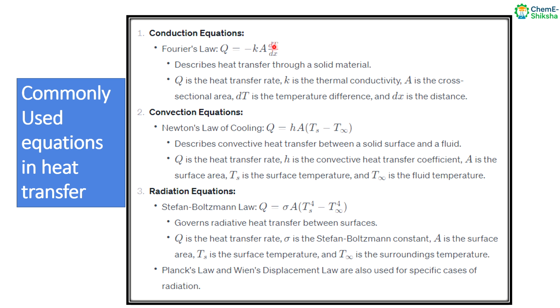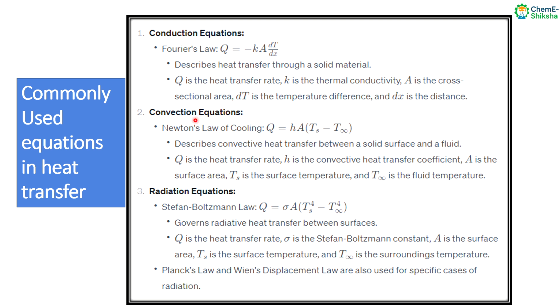The heat transfer driving force is the temperature difference, dT. So why this negative sign? We know that the heat is transferred from the high temperature region to the low temperature region, and this dT is actually the final minus initial. So the final is actually the low temperature region. That's why this negative sign comes, to keep this Q positive. Generally, conduction heat transfer describes the heat transfer through solid material.